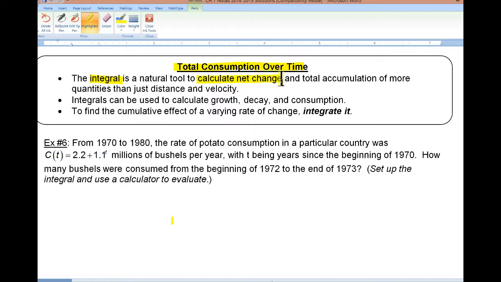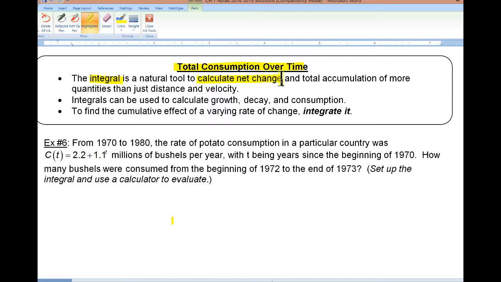That's what we're going to do. We're going to integrate it. So when we want to find, for example, in this next example, the rate of potato consumption. I took the problem from the book. Okay, so from 1970 to 1980, the rate.